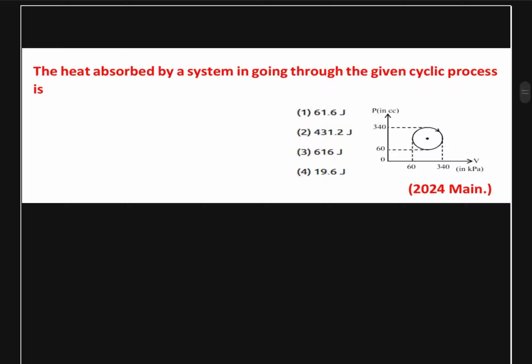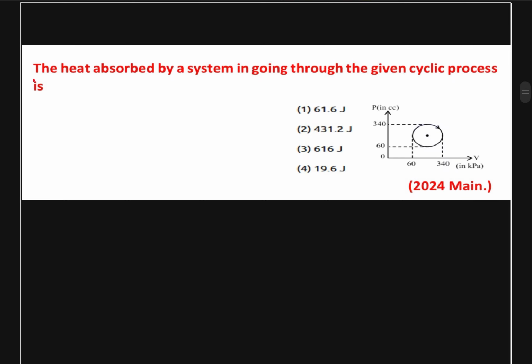It states that the heat absorbed by the system in going through a given cyclic process is... So a basic PV diagram is given to us. We have a cyclic process lying between, we can say, the volume of 60 and 340, and the pressure is 60 also at 340 also. So if you remember, this is a cyclic process, and for a cyclic process we know that the change in internal energy is equal to 0. So we are going to use the first law of thermodynamics.